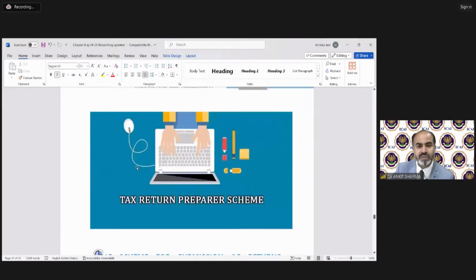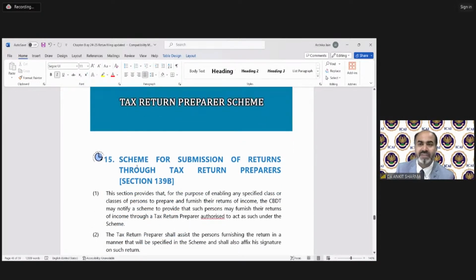These are general provisions. Tax return preparer scheme. A scheme has been organized by the income tax department, for which you can take help from the tax return preparer, who is appointed by the income tax department after a certain course and a certain examination, after which you will be qualified as a TRP. And a TRP is a kind of agent via whom you can file your income tax return. If you're an individual or HUF, you can file your return through a TRP also.